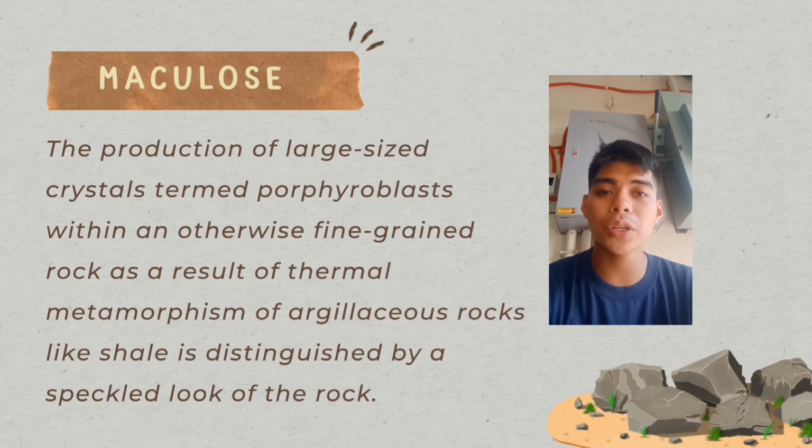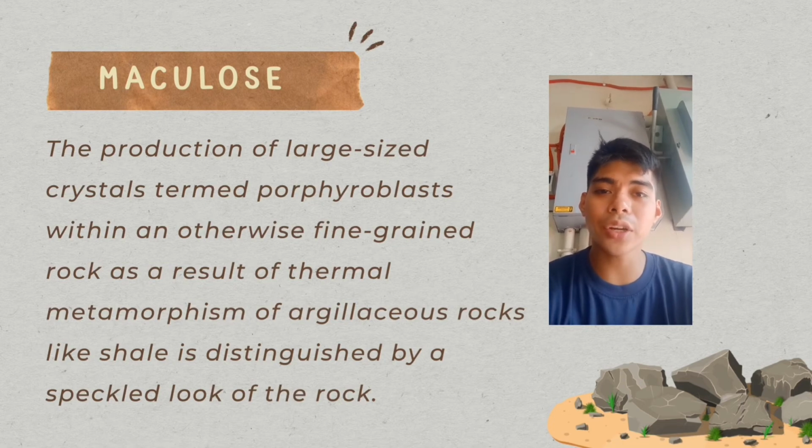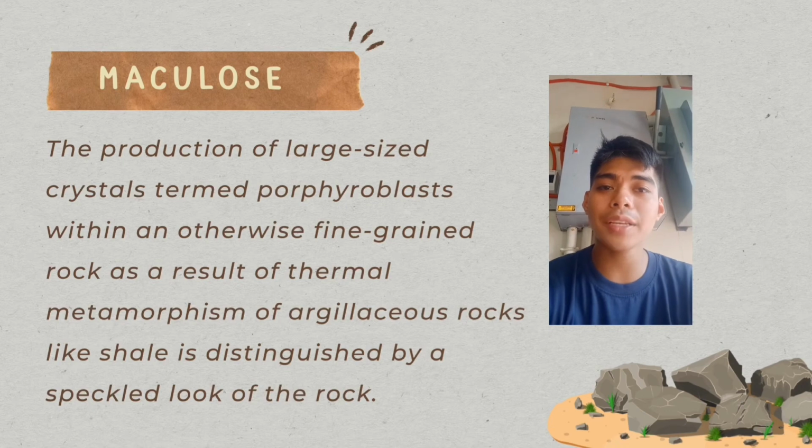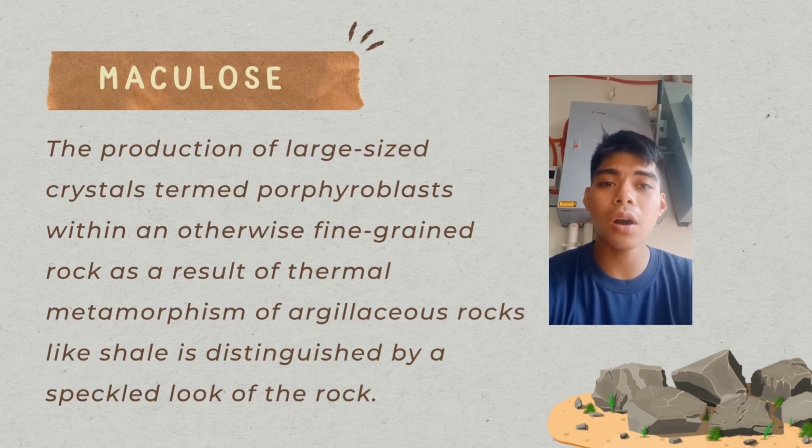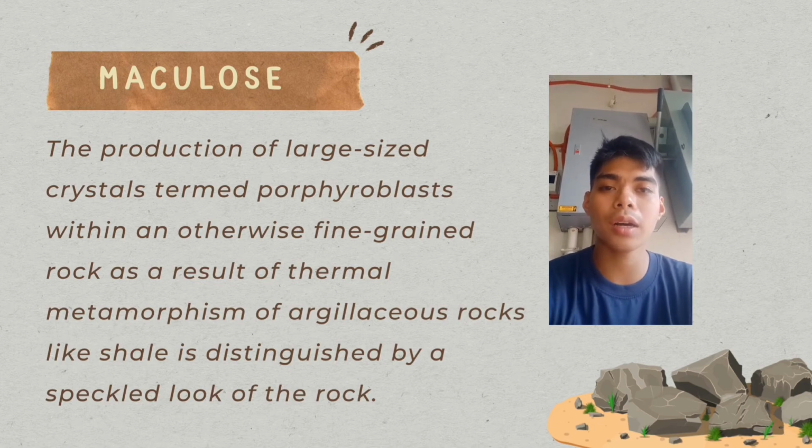Next is maculose. The production of large-sized crystals termed porphyroblasts within an otherwise fine-grained rock as a result of thermal metamorphism of argillaceous rocks like shale is distinguished by a speckled look of the rock.